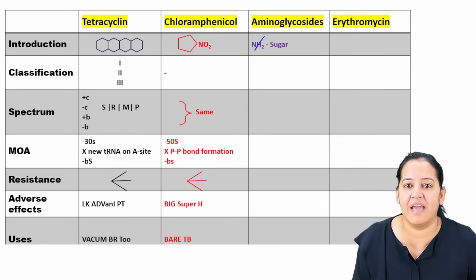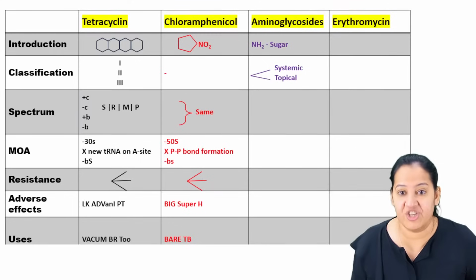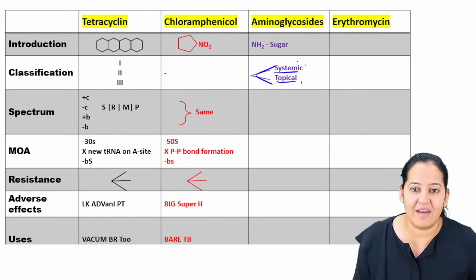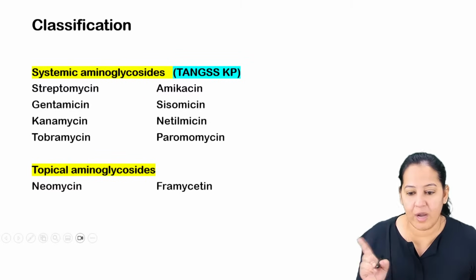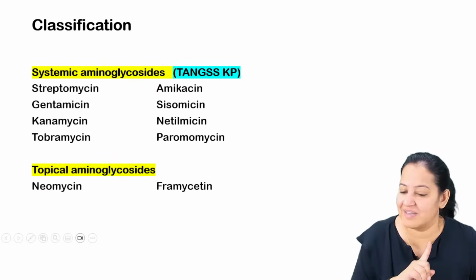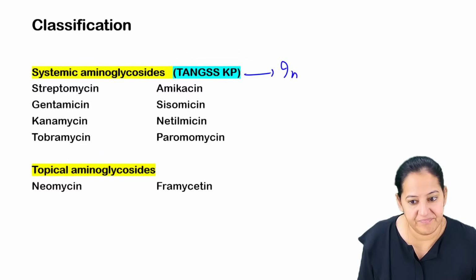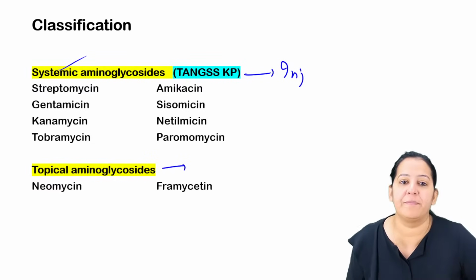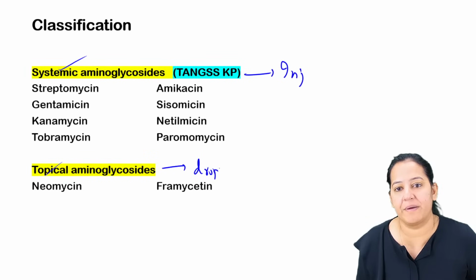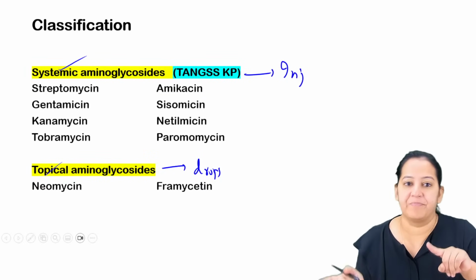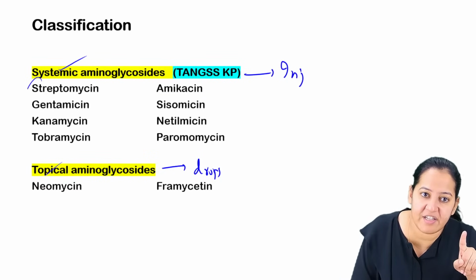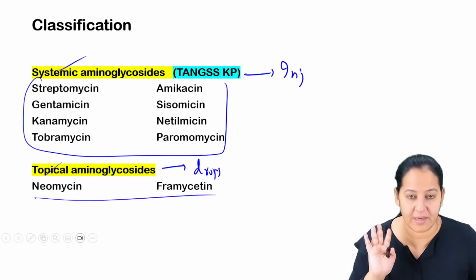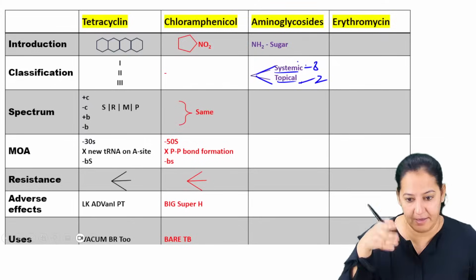Aminoglycosides have amino and sugars. Classification: they are of 2 types, systemic and topical. Total 10 are there, 8 systemic and 2 topical. Aminoglycosides are not given orally. There are no tablets. They are either injectable, that is parenteral, which is systemic, or they are drops and ointments, which is topical. They are never given orally. So 8 of them are systemic injections, and 2 of them are ointments. You have to learn their names. I'm not reading them out. The mnemonics are given to you, but you have to learn the names.